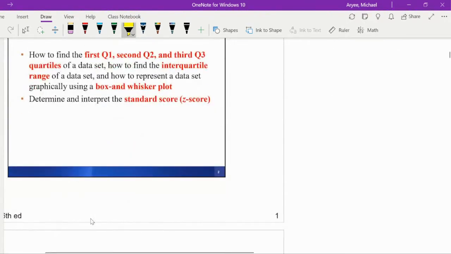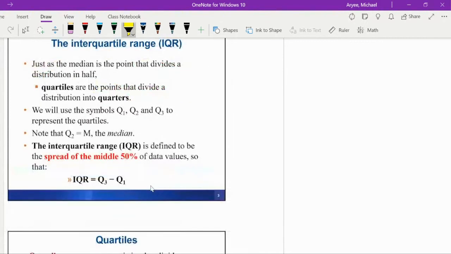All right. So in order to find the interquartile range, we have to find what we call Q1, Q2, Q3, first, second, and third quartile. I'll show you how to do that. We will learn how to do box and whisker plot. We've done this already, so that's not a big deal here.